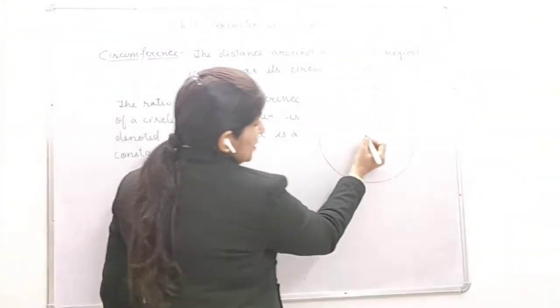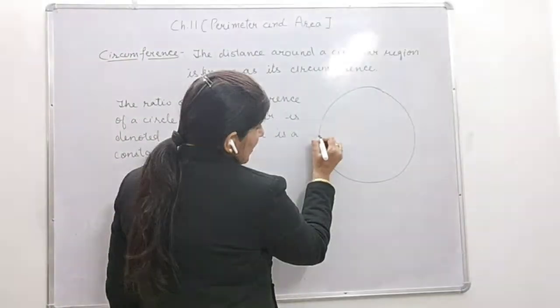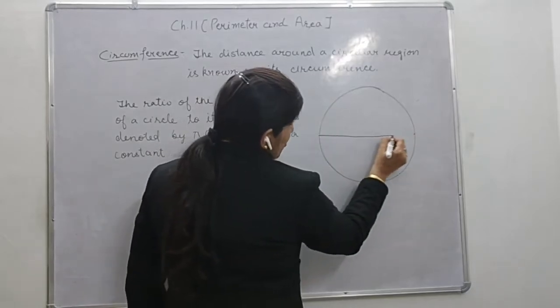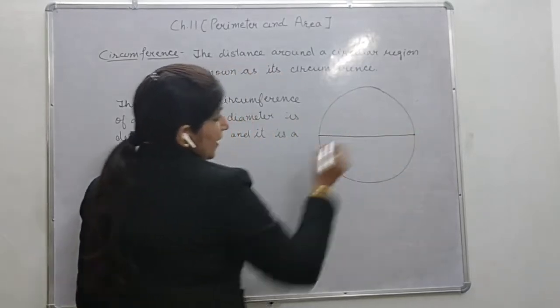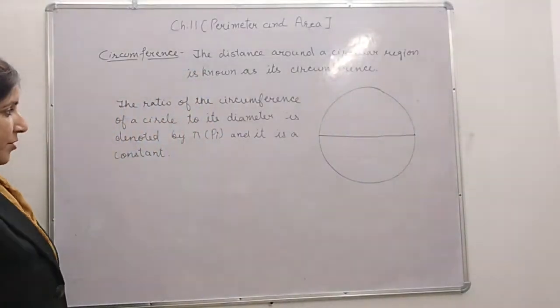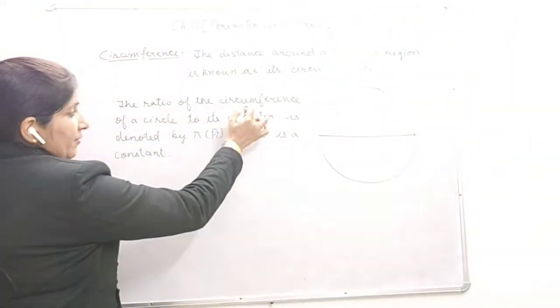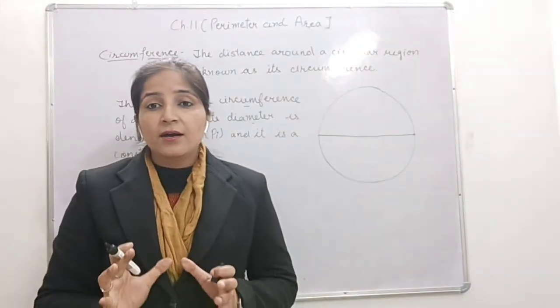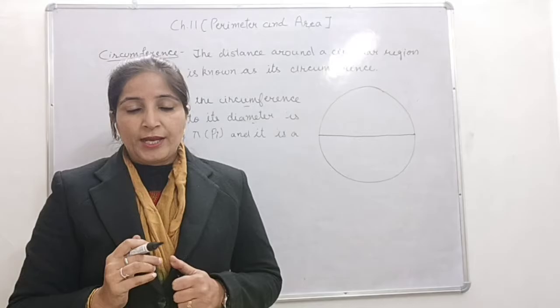You know what is diameter? If suppose this is the center, then at both the ends of the circumference, if you join through this center, this thing is known as the diameter. The ratio of the circumference to the diameter is always a constant value you will get.